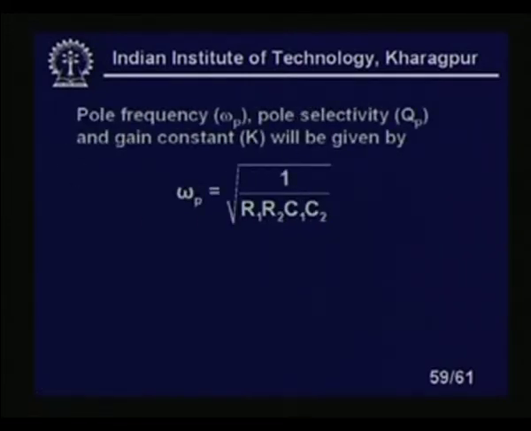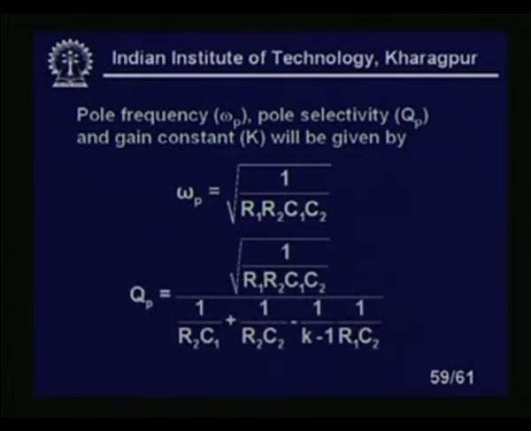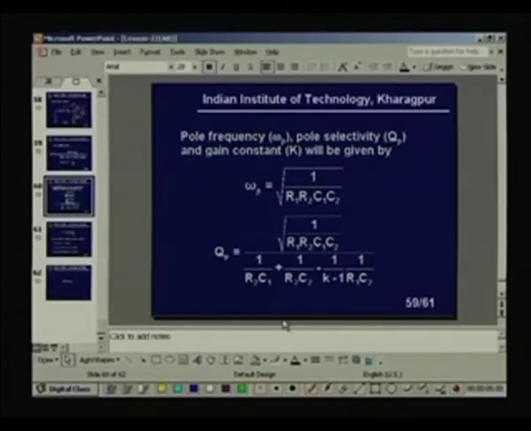Now, pole frequency, pole selectivity and gain constants will be given by omega p equal to 1 upon R1 R2 C1 C2, under root, and QP equal to the square root of 1 upon R1 R2 C1 C2, divided by 1 upon R2 C1 plus 1 upon R2 C2 minus 1 upon K minus 1 upon R2 C2. You see that we will get some advantage here, because in this function there is a subtractive term in the denominator.